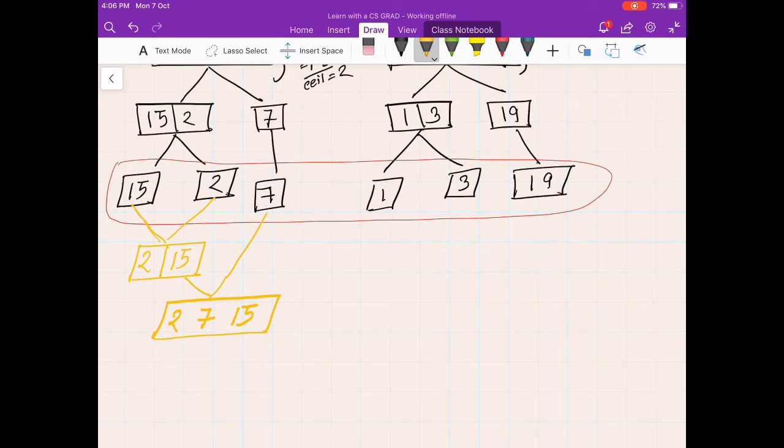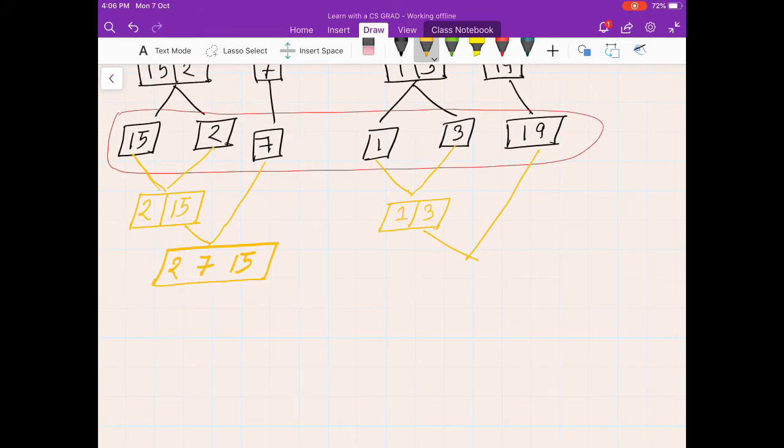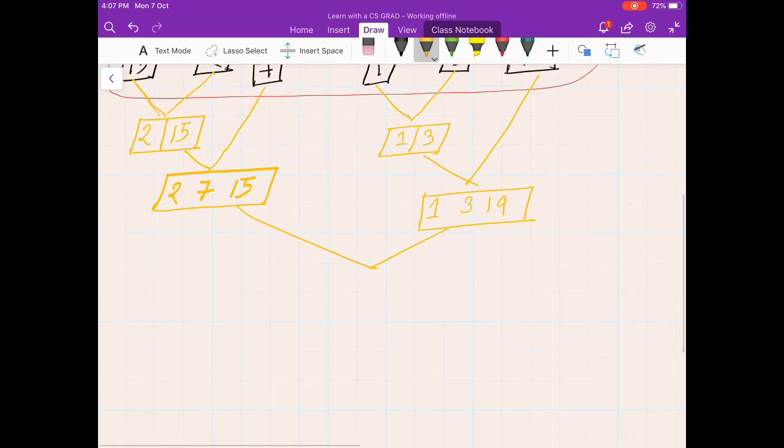On the right-hand side, if you try to merge these two, is 1 less than 3? Yes, so 1 would be in front of 3. And let's try to merge these two. Is 19 greater than 1? Yes, so it would be after 1. Again we compare, is 19 greater than 3? Yes, so it would be after 3. So 1, 3 and 19 is the new array. Now we combine these two together.